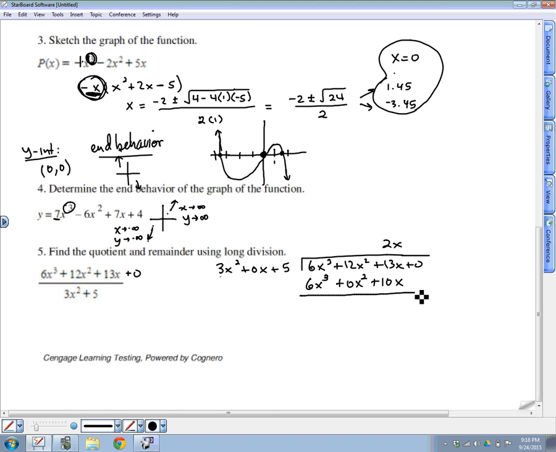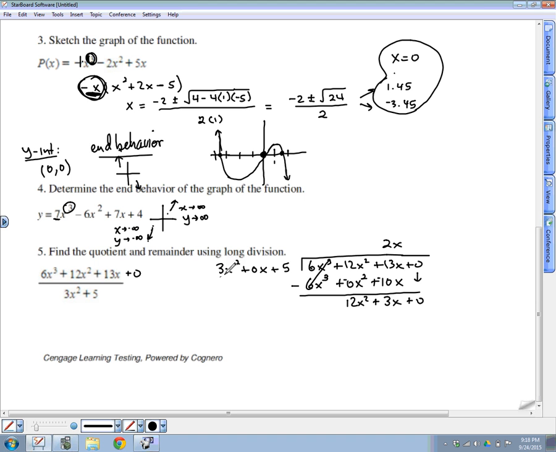The phrase I like to use is draw the line, change the signs, change all the signs. First terms cancel. 12x squared minus 0x squared is 12x squared. 13x plus negative 10x is 3x. And we drop down the next term, start again.